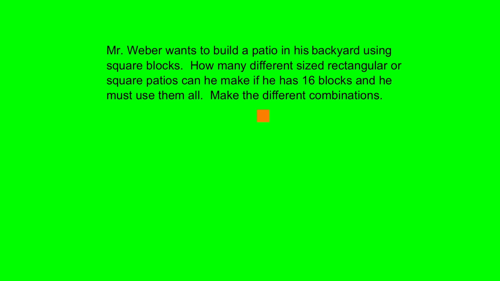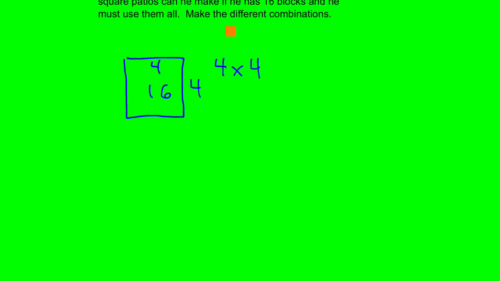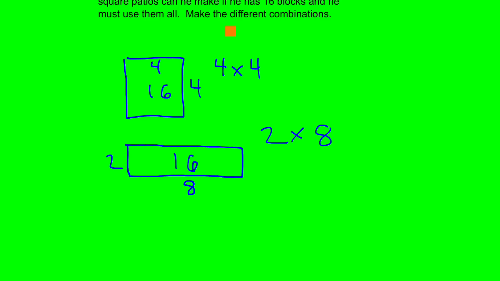So the kids played around for a while, and this is what they came up with. They came up with one patio that looked basically like a square. It was a 4x4 patio, and that used 16 blocks. We could say that's a 4x4 patio. And then they came up with one that was more of a rectangle. It had a short side of 2 and a longer side of about 8, and I'm just estimating here. So this was a 2x8 rectangle that used 16 blocks, and we'd say that's 2x8. We talked about dimensions of things.